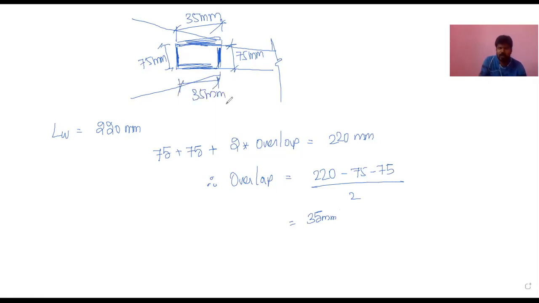If instead of shop fabrication we are going for field fabrication, then the value of gamma MW will change, and based on that the result is going to change. So up to this, the problem of how to find the welded length has been calculated.